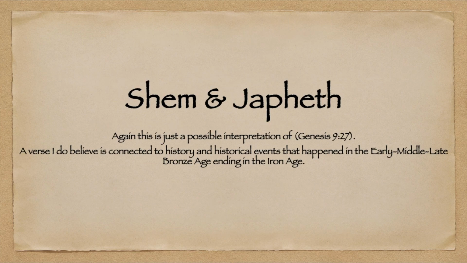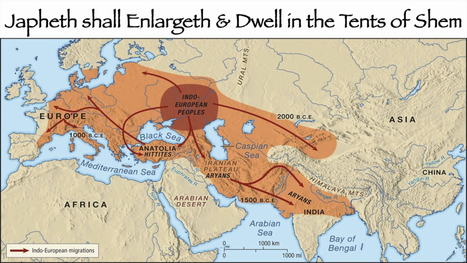Again, this is just a possible interpretation of Genesis chapter 9, verse 27. Don't think that I'm saying that this is what the scripture is saying. I'm saying this is just a possible interpretation. A verse I do believe is connected to history. I can just see it personally for myself. I do see this verse as being connected to history and historical events that happened in the early, middle, and late Bronze Age, ending in the Iron Age. I kind of apply more of a historical context to it. But this is where we end. Japheth shall enlarge and dwell in the tents of Shem.